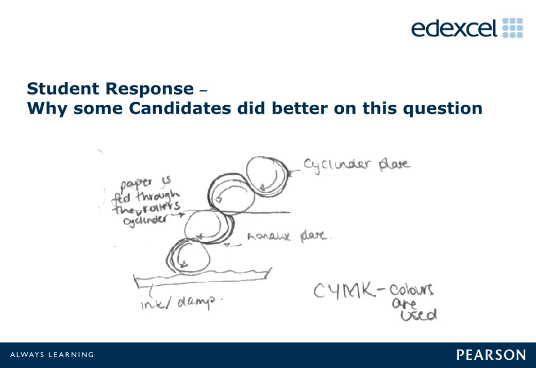In this case, despite the incorrect spelling, credit has been given for the anilox cylinder as it is in the correct place. No mark is given for cylinder plate, as the labelling is for the 4th cylinder rather than the 3rd.